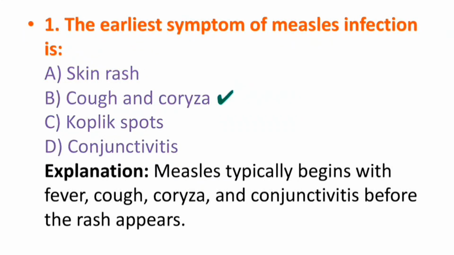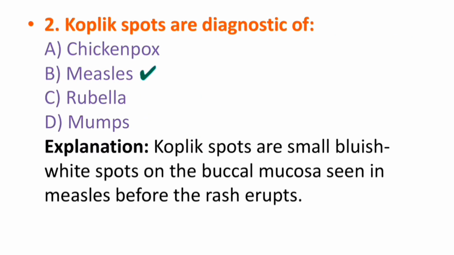The earliest symptom of measles infection is option A skin rash, option B cough and coryza, option C Koplik spots, option D conjunctivitis. The correct answer is option B, cough and coryza. Measles typically begins with a fever, cough, coryza, and conjunctivitis before the rash appears.